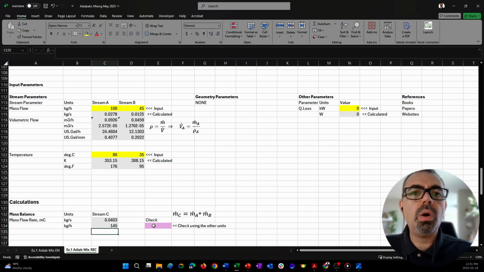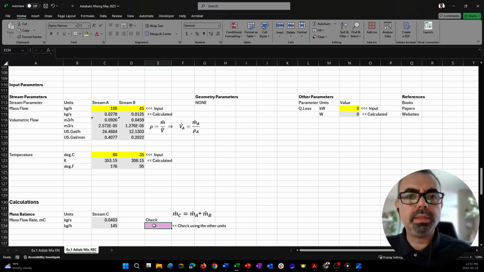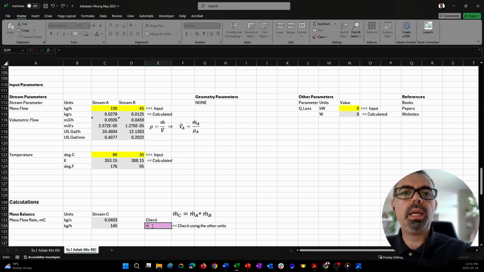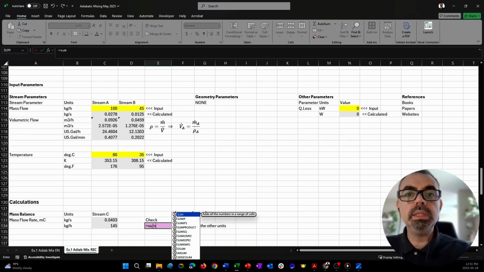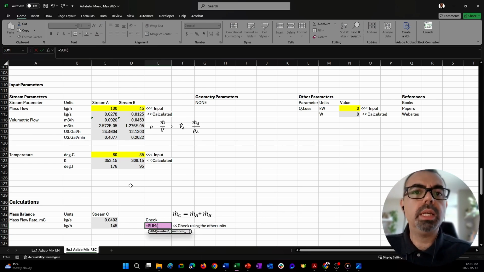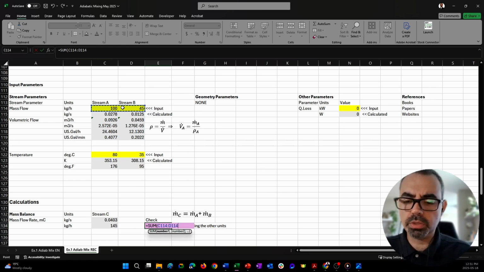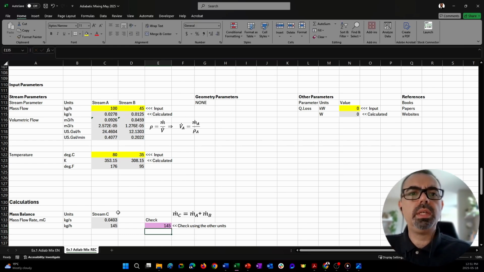Okay. Or alternatively, or as a check, I can do again a summation of the flow rates already in kilograms per hour. And then I can either close the bracket manually or just press enter here, and Excel will automatically add the closing bracket to the formula. So you see here, I confirm that the values are correct, are the same. So now we can continue with the other calculations, which are the fluid properties.